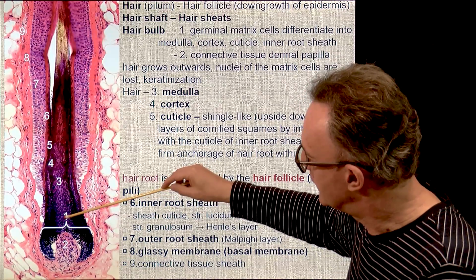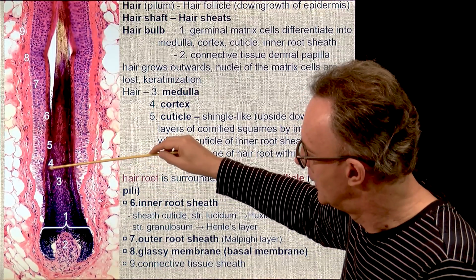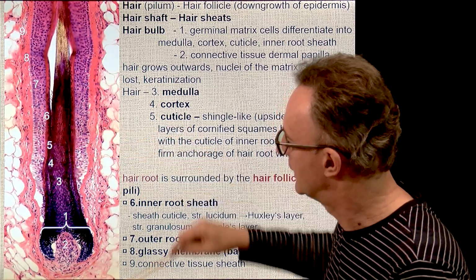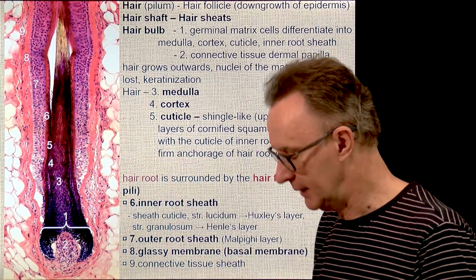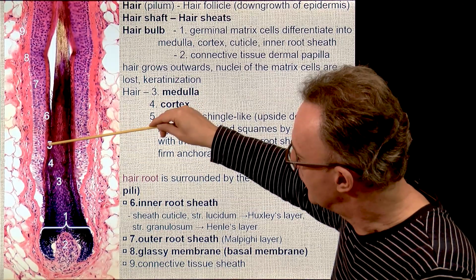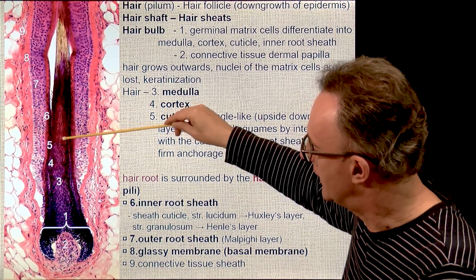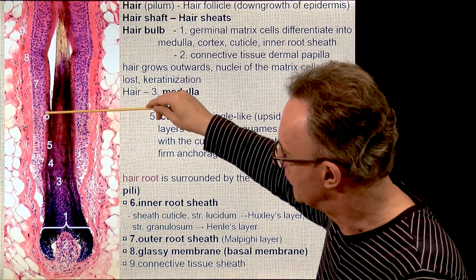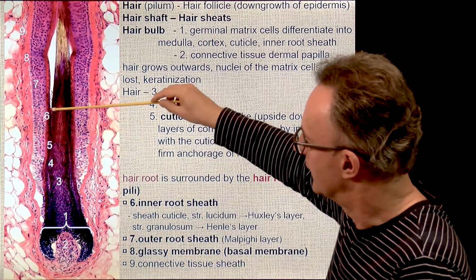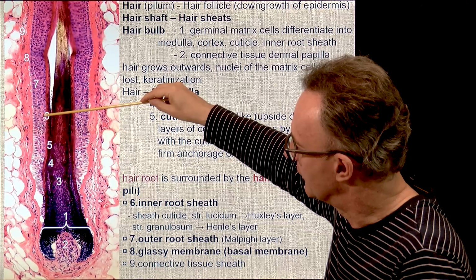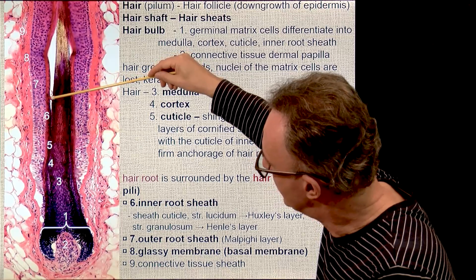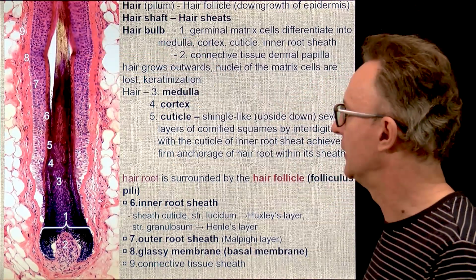And then in the middle, number 3 is the medulla, number 4 around, a little bit darker, is the cortex of the hair, and number 5 is the third layer of the hair called the cuticle. The cuticle of the hair, with interdigitations, is connected to number 6, which is the innermost layer of the hair follicle, the inner root sheath, that is the cuticle of the inner root sheath. These are connected to each other. You see some connection still here, but otherwise these are detached already from each other.